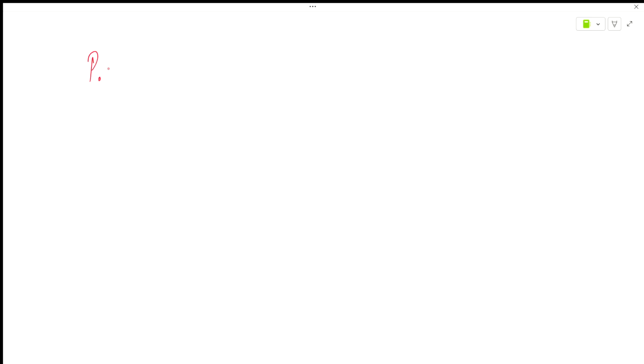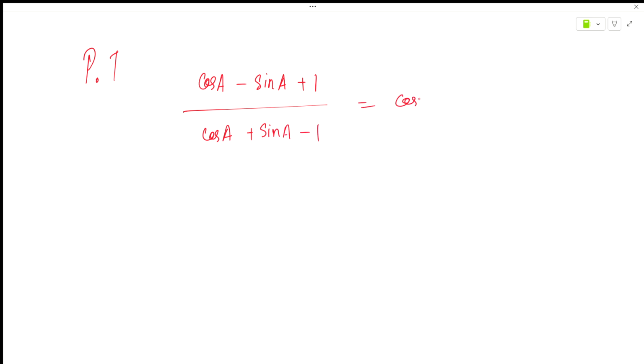Prove that cos A minus sin A plus 1 upon cos A plus sin A minus 1 is equal to cosec A plus cot A. Now this question comes for 5 marks. What I'm gonna do in LHS here, I'm gonna rationalize. I'm gonna sort of rationalize this stuff here.